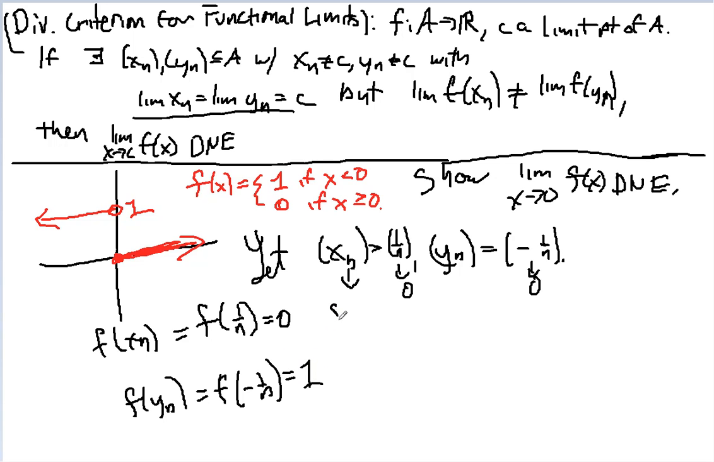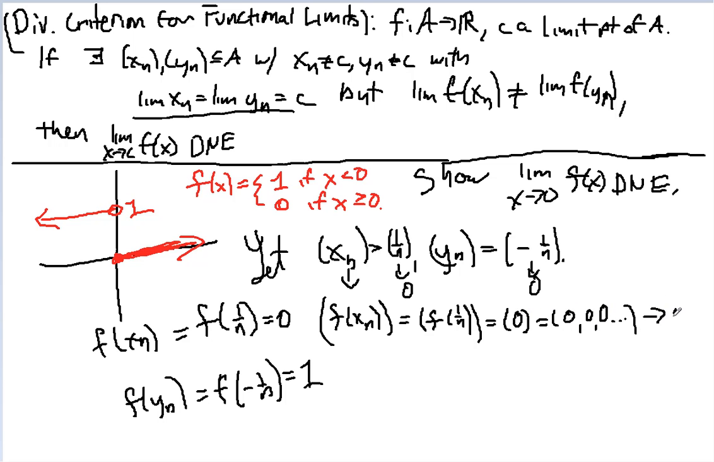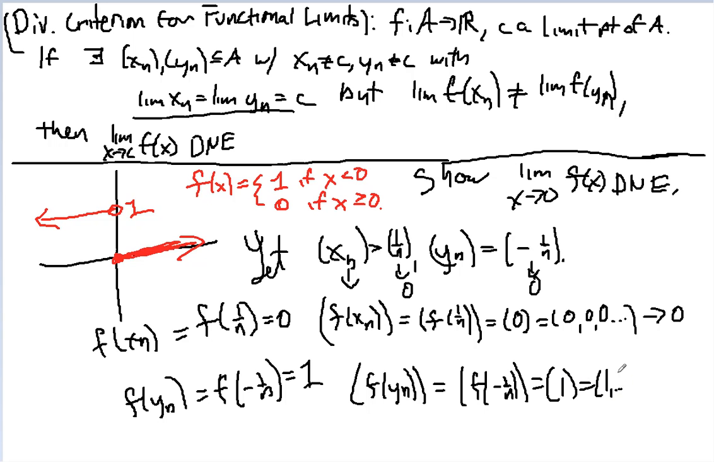So what I get is that the sequence f of x sub n, which is f of 1 over n, equals a bunch of zeros, 0, 0, 0, and so on. That's clearly going to converge to 0. Whereas my sequence f of y sub n, which is f of negative 1 over n, equals 1, 1, 1, 1, 1, the sequence of 1's, which is going to converge to 1.